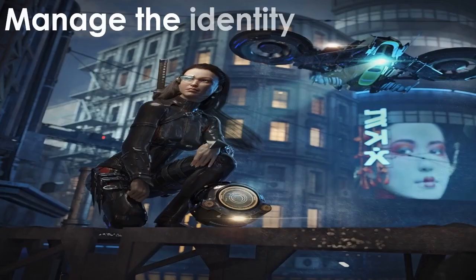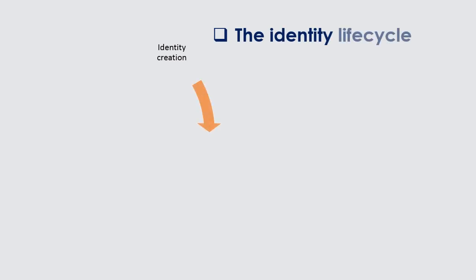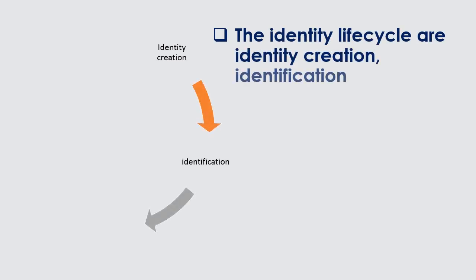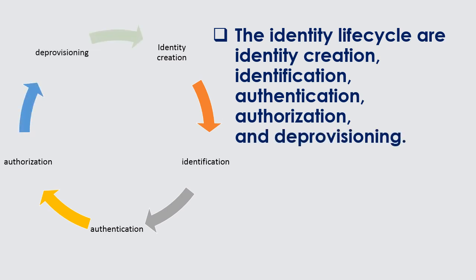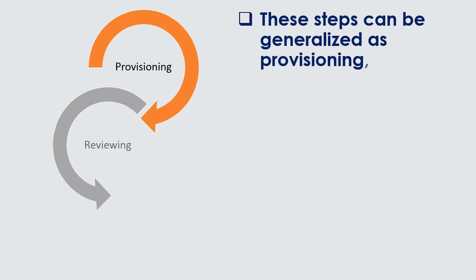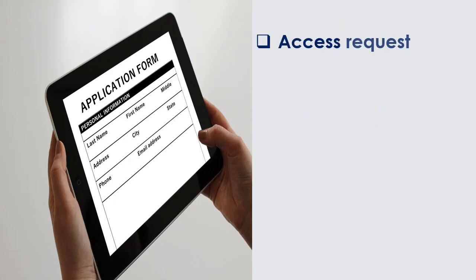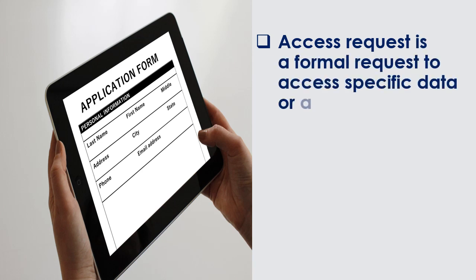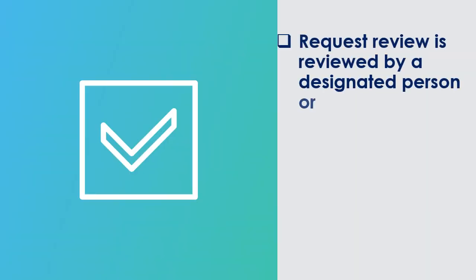Manage the identity and access provisioning lifecycle. The identity lifecycle steps are identity creation, identification, authentication, authorization, and deprovisioning. These steps can be generalized as provisioning, reviewing, and deprovisioning of identification. An access request is a formal request to access specific data or a specific role in a system. The request is reviewed by a designated person or group.